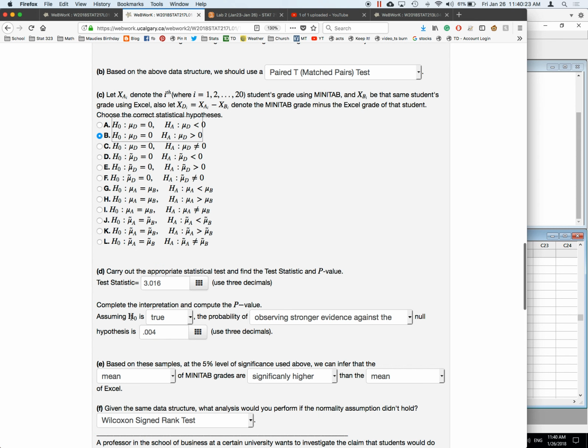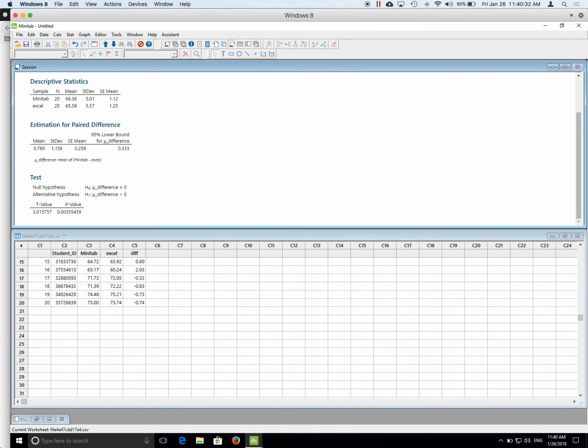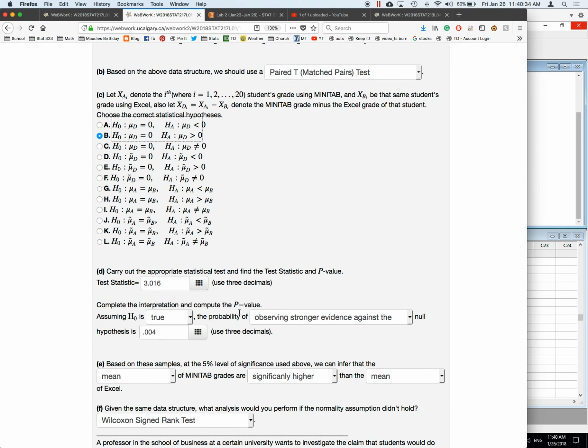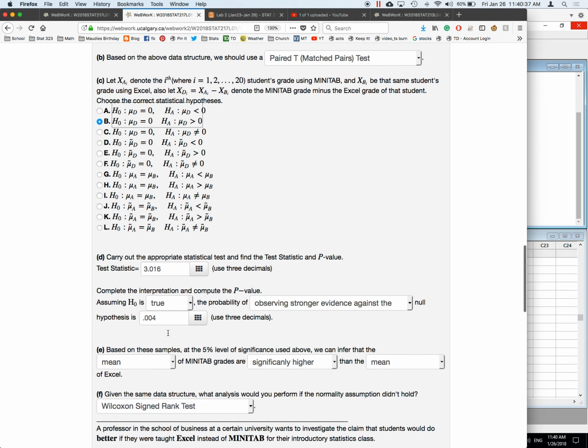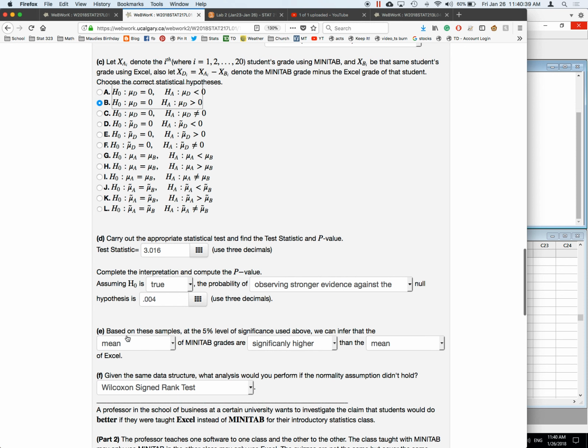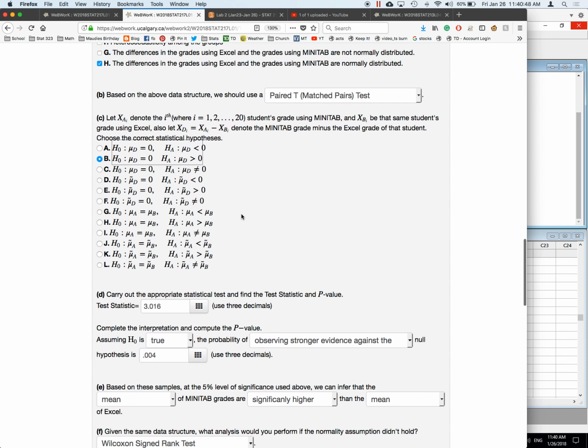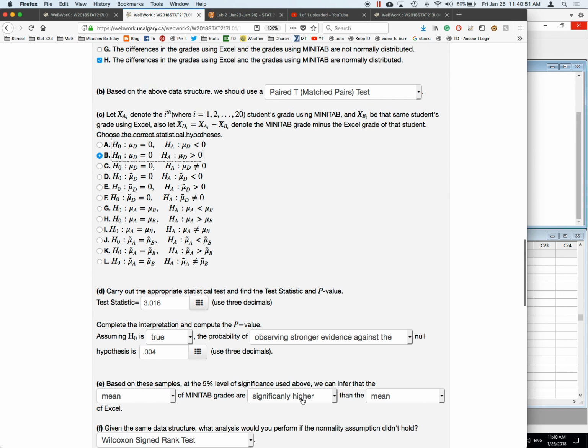To interpret a p-value, we always know that we start with, given that the null hypothesis is true, then the probability of observing stronger evidence against the null hypothesis is, of course, this p-value here. In this case, that p-value is quite small. We know that we're going to reject the null hypothesis. When we're trying to interpret this, I guess we could say, based on these samples at the 5% level of significance, so comparing this number to 5%, we know we're going to reject the null hypothesis, which means that the mean of Minitab is significantly higher than the mean of Excel.